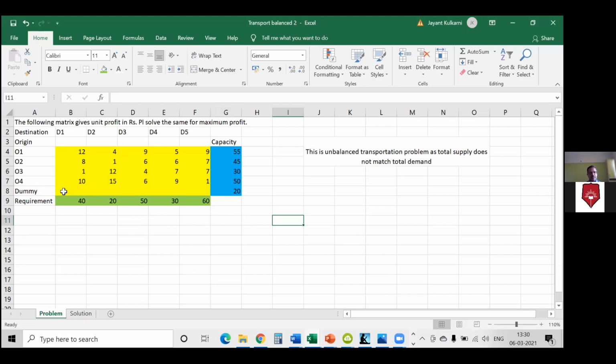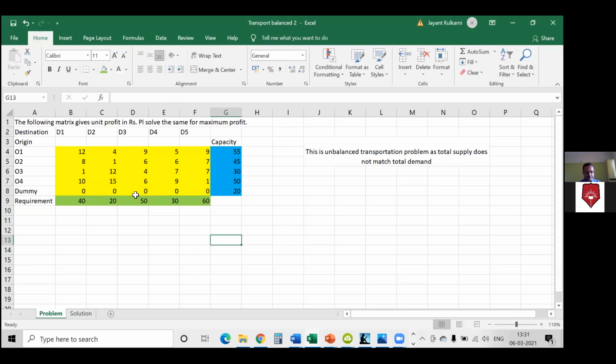Okay, so my dummy source is here. So I had 4 sources earlier, O1, O2, O3, and O4. I have added a dummy source with a quantity of 20, because that's the difference between the supply and the demand. Now, whenever you are adding a dummy source or a dummy destination, you need to add zeros in the transport cost or the profit matrix. This is the profit matrix here. If it was a transport cost matrix also, you would have added 0 in the matrix for the dummy source or destination.